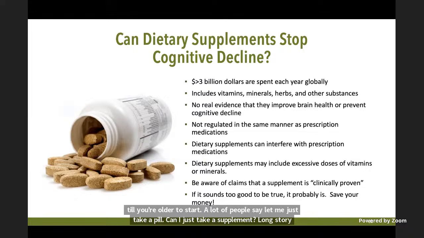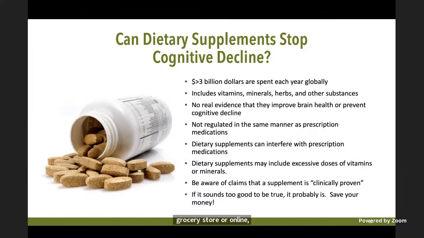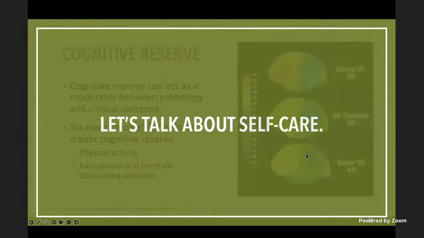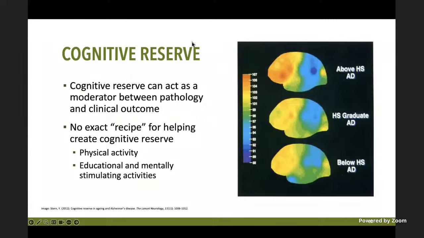Supplements can interact with prescription medications. And so, unless your doctor prescribes a particular supplement, I would say let's look at food as our way of preventing cognitive decline, and let's save our money for those healthier foods. So, Andy, I'm going to turn it back to you so we can talk about self-care.